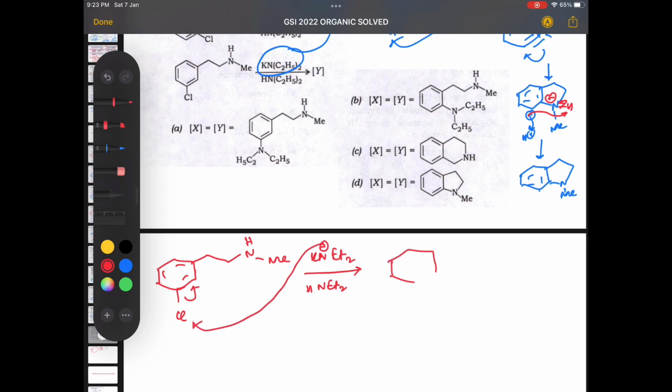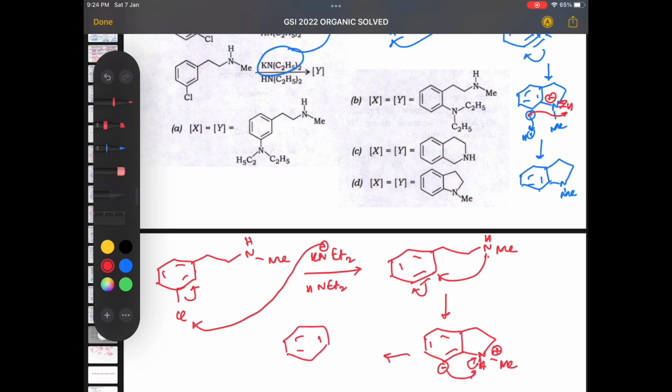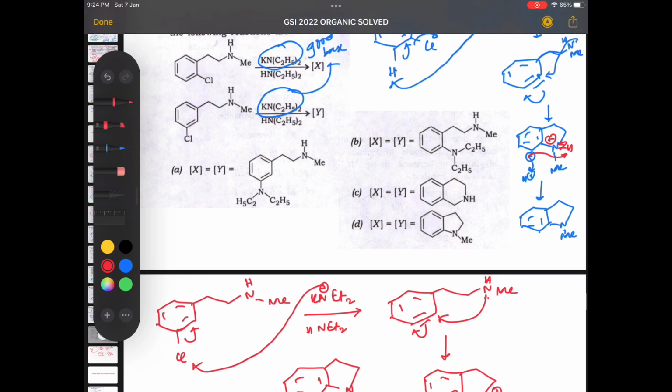As you can see, here also a benzyne is formed. I'm sorry, I have shown the arrow mechanism in a wrong manner. First of all, the H ortho to the Cl would be abstracted by the base, and after that Cl would leave to form the benzyne, and once again a similar attack ensues, and this gives us a similar product for Y also. So X and Y are actually the same products in this particular question.